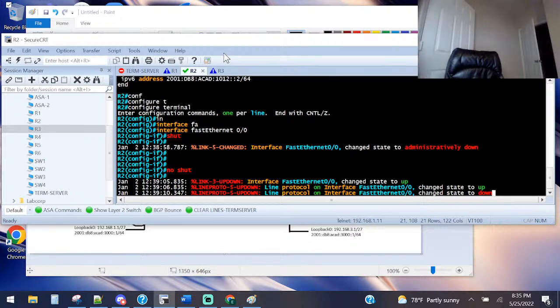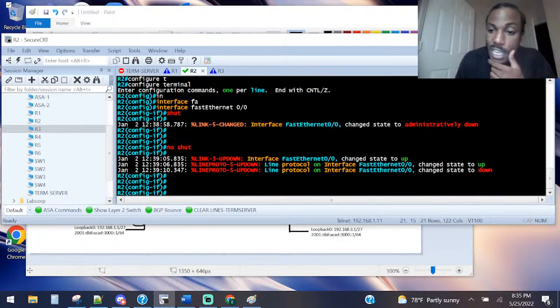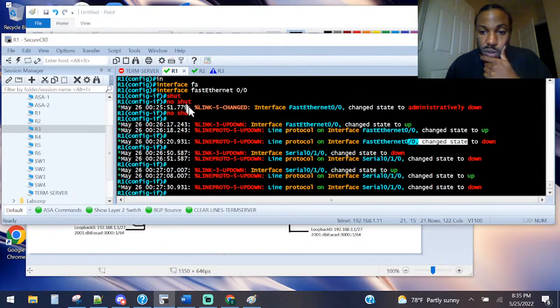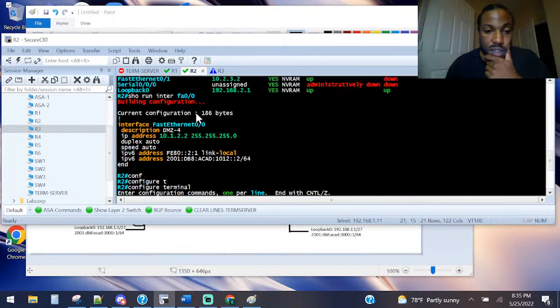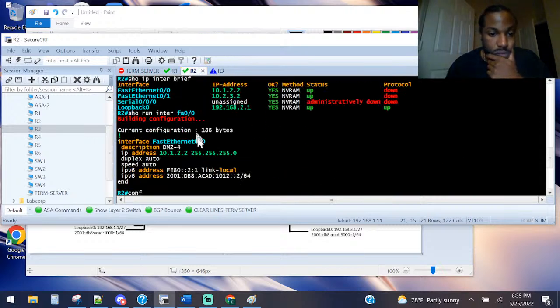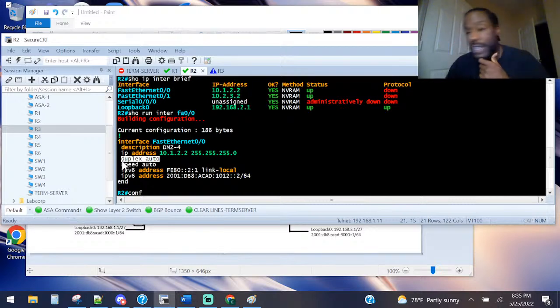Alright, let's take a look at that, man. I swapped cables. Swap cables, went down. The speed and duplex, what's going on with that, man? They're set to both auto. Let me get rid of all this, man, because I don't even know why that's even on there. But I don't think that's what's causing it. I don't think that's what's causing it.